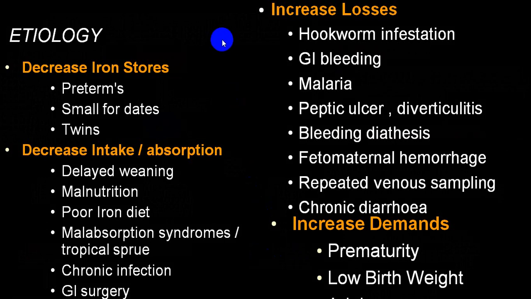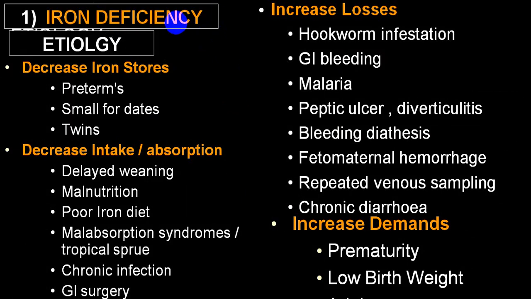So the etiology of iron deficiency anemia you can divide into two groups. One, where there is decreased iron store, decreased intake and absorption, that is GI tract causes. This is decrease in iron store. This will be some of the groups: increased loss and increased demand. You can divide into these four groups.